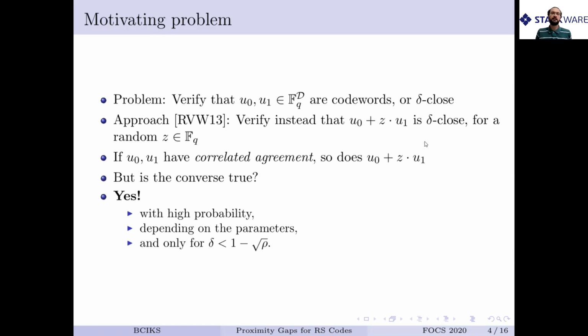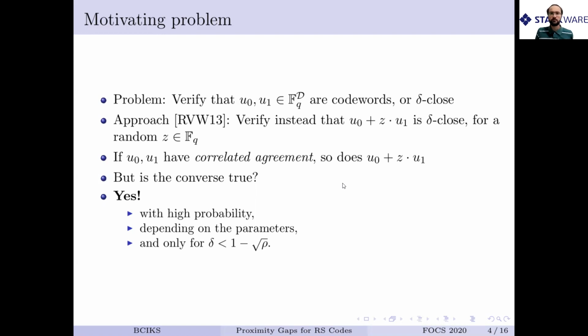It may be the case that just for a very specific z, for example, z equals 1, U0 plus U1 is delta close to the code, but that doesn't say anything about U0 and U1 themselves. We have to assume something about quite a lot of z's in order for this to happen. And how many z's we will need will depend on the parameters, on n, q, rho, and delta. And our statement will only work for delta up to 1 minus square root rho.